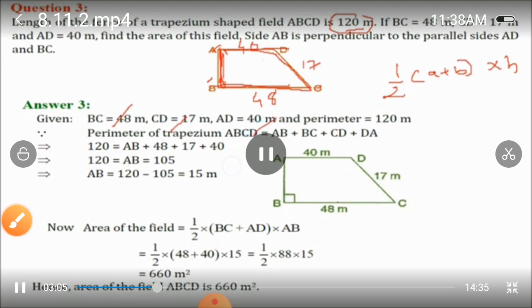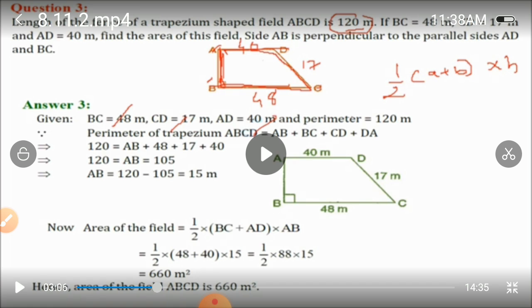So now just check what things are given. BC is equal to 48, CD is equal to 17 and AD is equal to 40. The perimeter, 120, is already given. Because the perimeter of a trapezium is the sum of the sides, we can first find the side AB. Yes, AB is equal to 15. How did it come? You know very well.